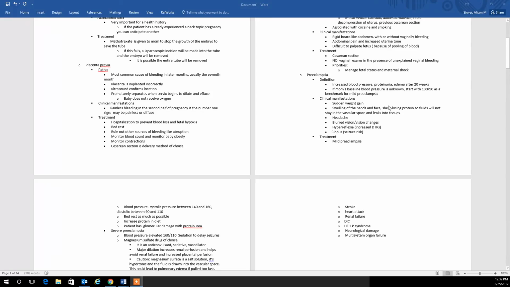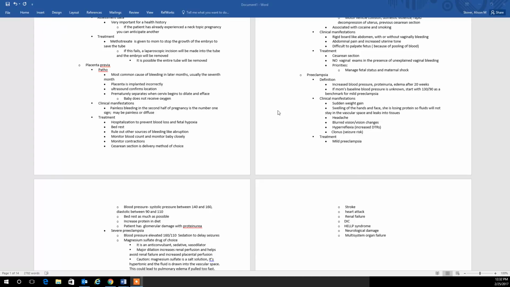Preeclampsia: increased blood pressure, proteinuria, edema after 20 weeks. If mom's baseline pressure isn't known, just start with 130/90 as a benchmark. Clinical manifestations include weight gain, swelling of the hands and face, headache, blurred vision, any sort of vision changes, hyperreflexia. That will probably be on your exam. If not this exam, then definitely boards. Clonus, which is a huge risk for seizures.